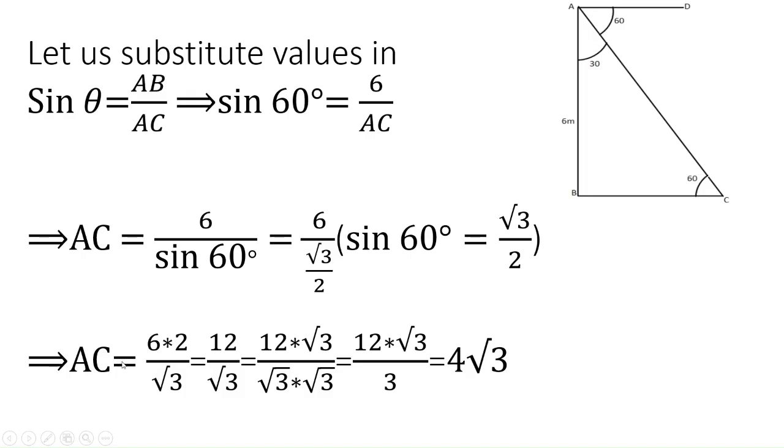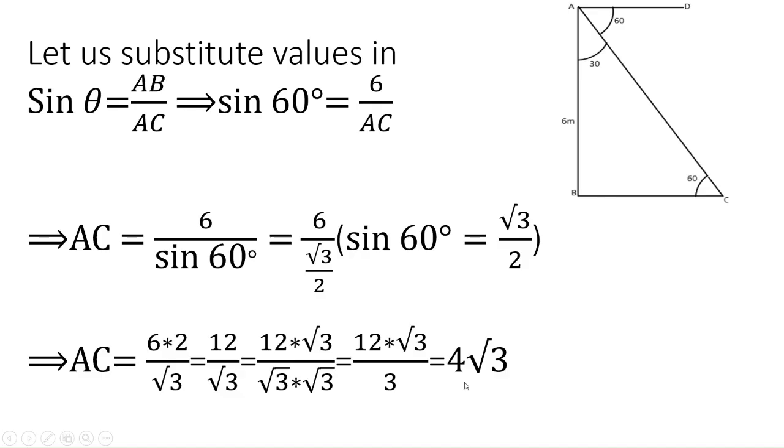That means, simplification. How can we do it? 6 by root 3 by 2 becomes 6 into 2 by root 3. Yes or no? So it becomes 12 by root 3, and we are multiplying both numerator and denominator by root 3 by root 3. That is nothing but 1, but for simplification, we are making it root 3 by root 3. So 12 into root 3 by root 3 into root 3, and root 3 into root 3 becomes 3. So it finally becomes 4 into root 3.